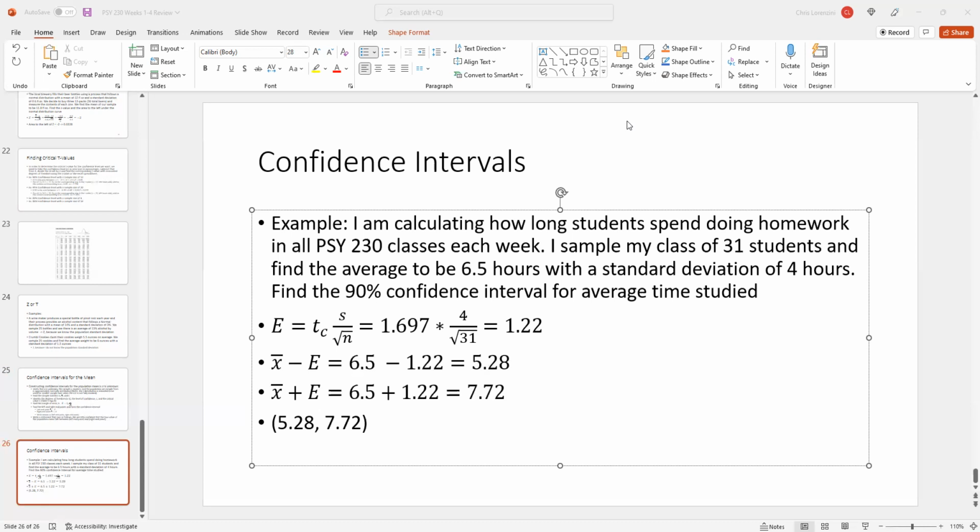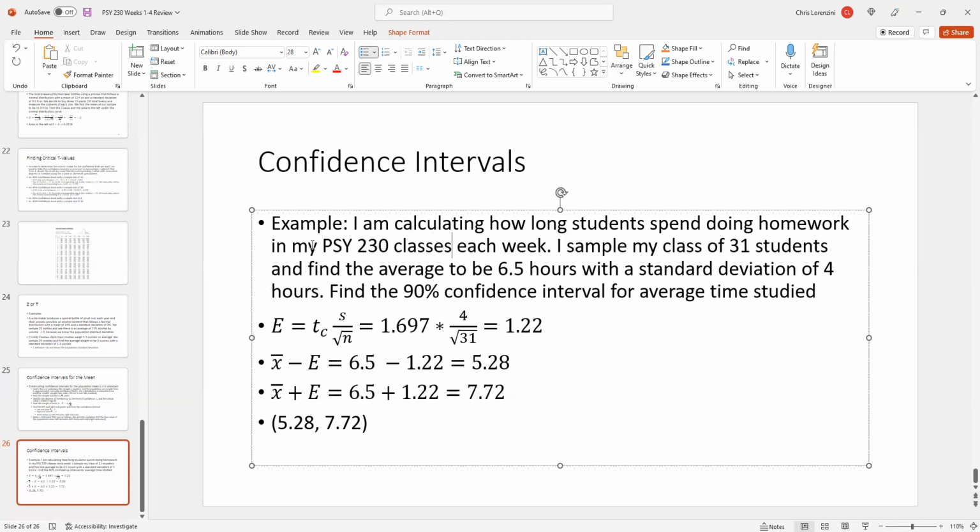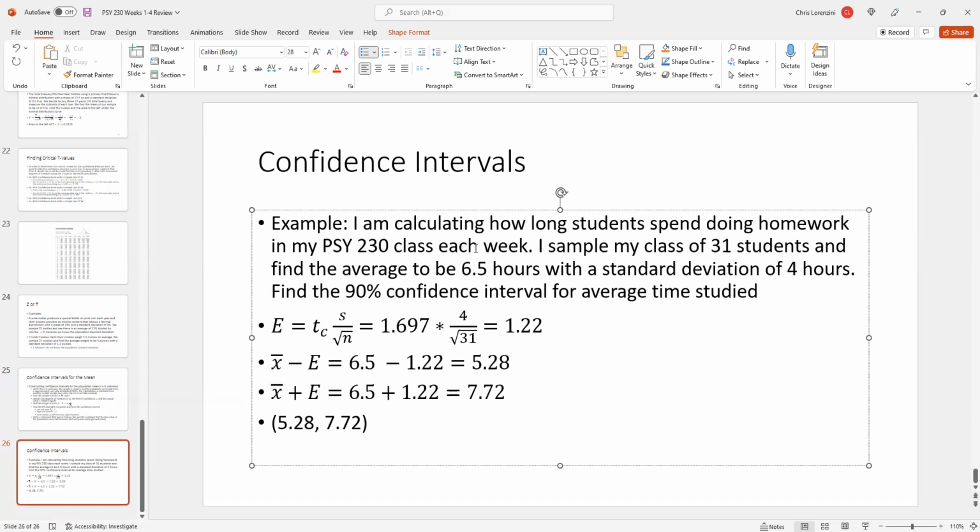Can you repeat that? Sorry. Yeah, no worries. So if I didn't make this change here, how long students spend in my PSY 230 class each week. So if I left this as it initially was, where it looked like we were collecting a census, what would be the difference in this problem going forward? Would it be the difference between using either the T or the Z?